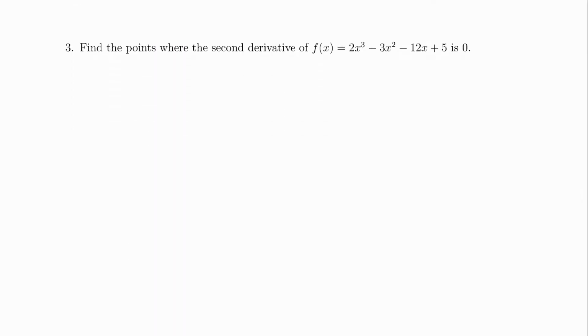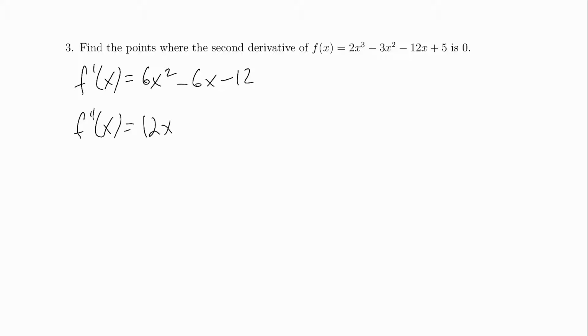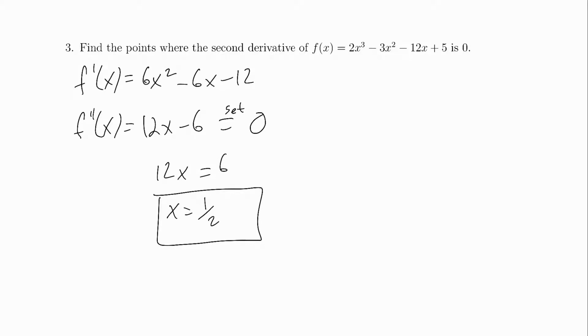All right, let's take a look at number 3. So for number 3, we want to find the points where the second derivative of this given function is 0. So that means we're going to find the second derivative and set it equal to 0. Before we find the second derivative, we have to find the first derivative, which we'll find is 6x squared minus 6x minus 12. The second derivative is 12x minus 6. We're going to set this equal to 0. So this tells us that 12x equals 6, so x equals 1/2. And this is what I was looking for, was x equals 1/2.